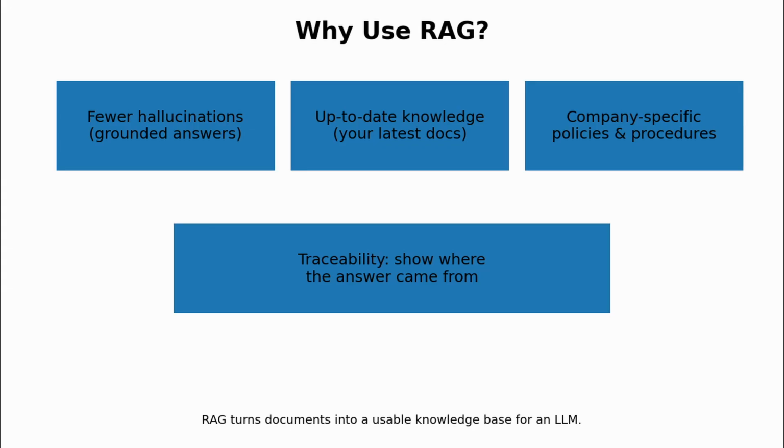And one more benefit is traceability. In a good RAG system, the answer isn't just "trust me." The system can show where the information came from by quoting the retrieved text or attaching citations to the answer. That makes the output easier to verify, easier to audit, and easier to debug when something goes wrong.